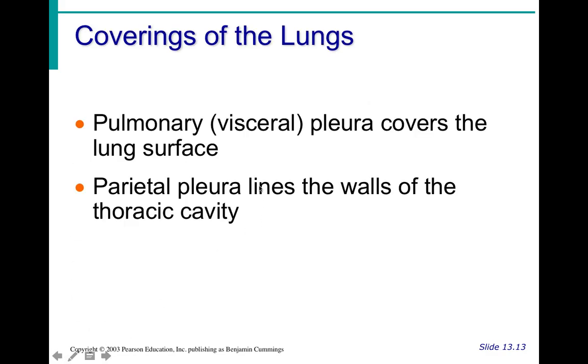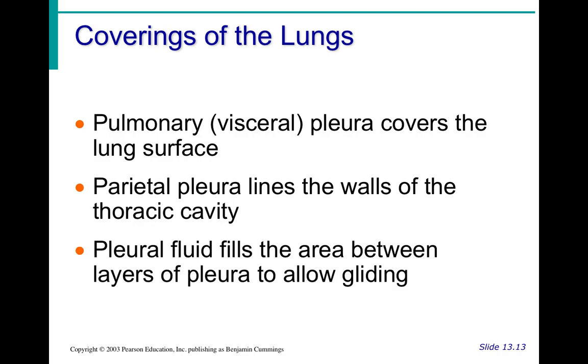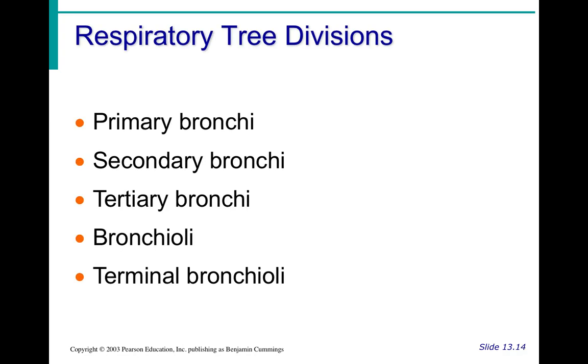So the coverings of your lungs, like all of your other organs, you have 2 different types of pleura. You have visceral pulmonary pleura, and that covers the surface of the lung, and then you have the parietal pleura, which lines the thoracic cavity. So visceral always lines the actual organ. Parietal actually lines the body cavity itself. Pleural fluids fill the area between the layers. It allows for gliding when you're inhaling and exhaling. It allows for a smoother area so that the lungs don't actually get caught on it.